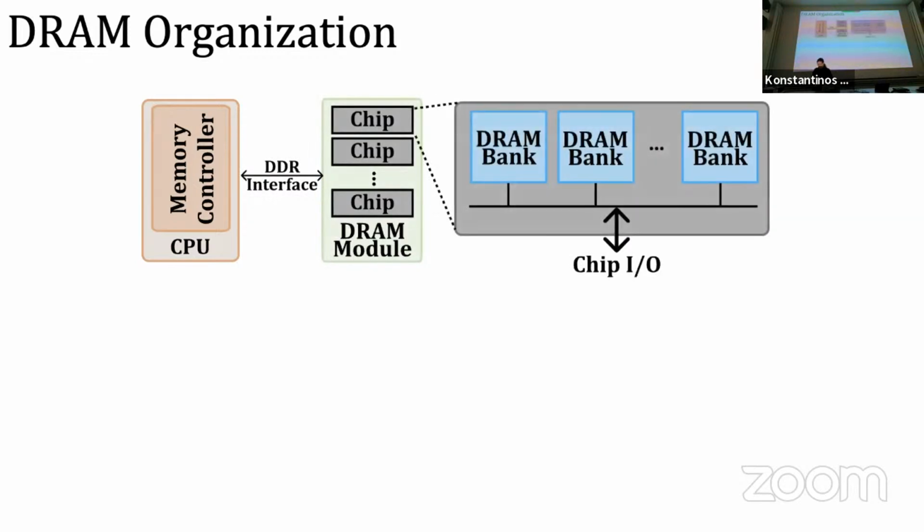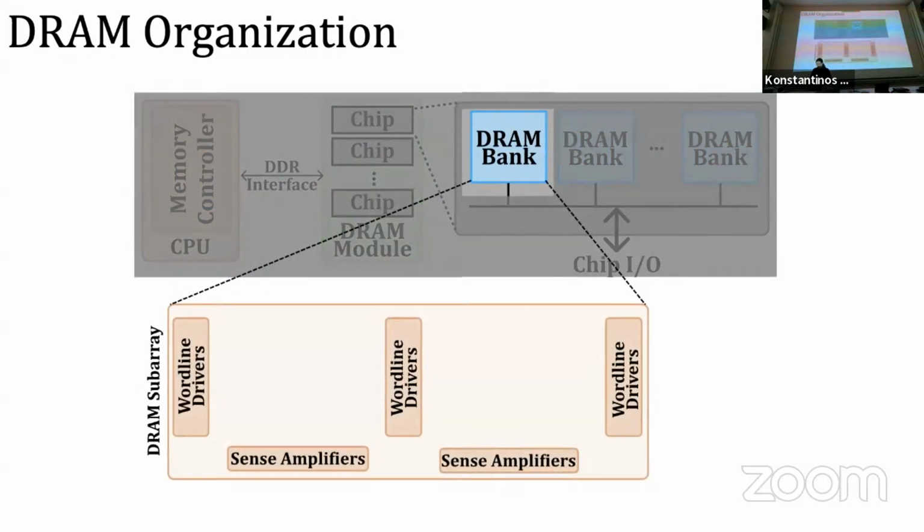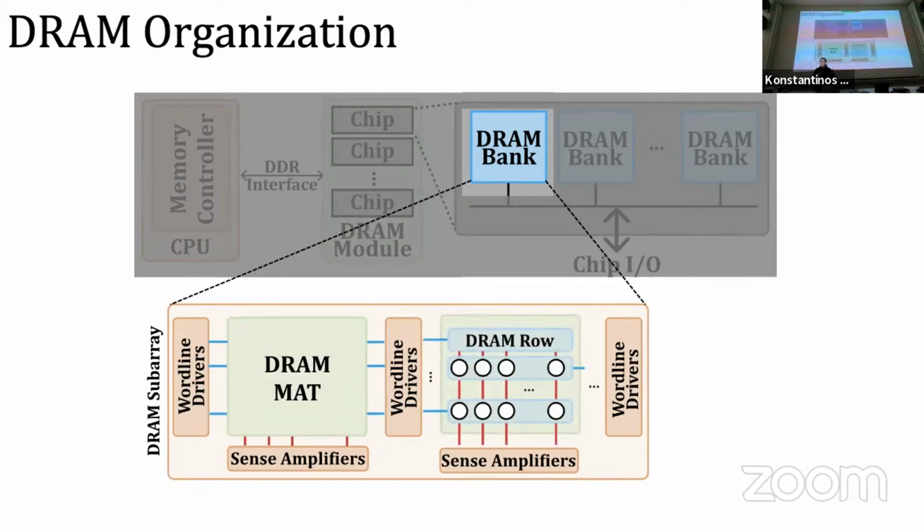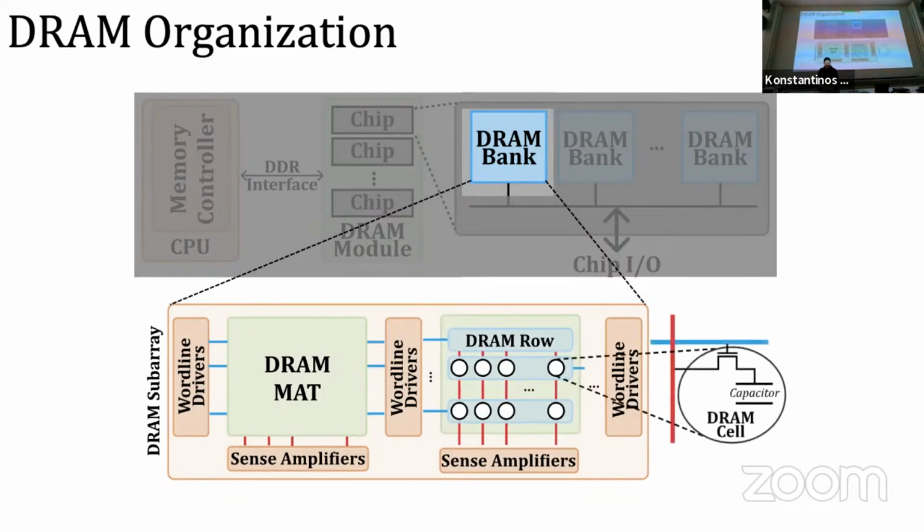So in a typical system, the CPU's memory controller communicates with a set of DRAM chips over a memory channel. A single DRAM chip is made up of multiple DRAM banks, which are all connected to the same chip I/O. A DRAM bank, in turn, is organized into DRAM subarrays, which contain word line drivers and sense amplifiers. The subarrays themselves are partitioned into DRAM mats that are separated by word line drivers. And a DRAM mat is basically a collection of DRAM cells. And here you can see that a row of DRAM cells is also known as a DRAM row. A DRAM cell itself can be simplified in the following diagram.